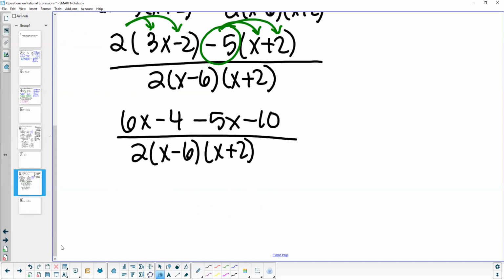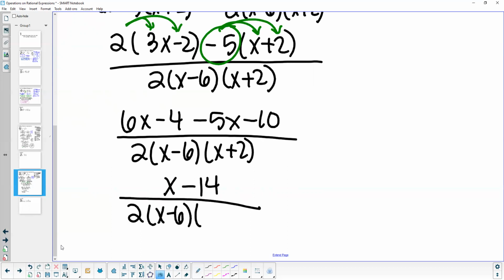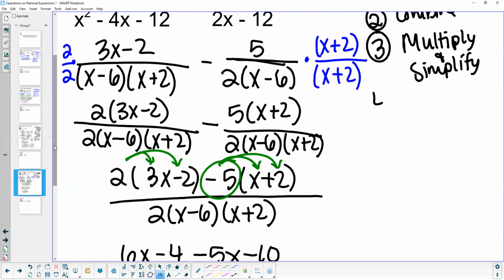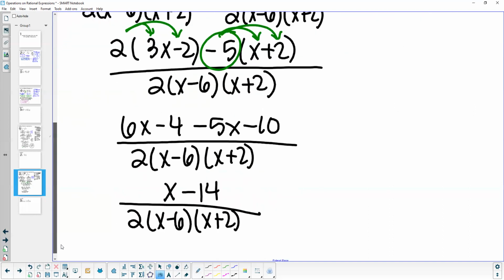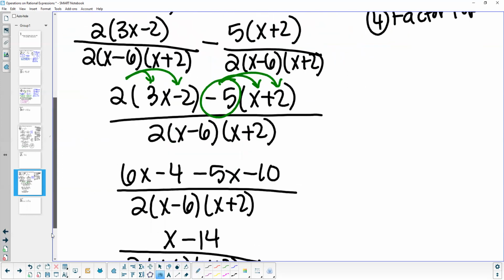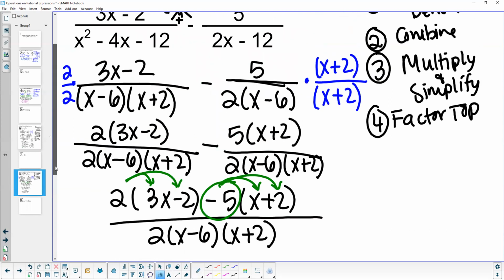Then after we've multiplied, we want to do the simplifying step where we combine things that are alike. And so in this case, as we combine the things that are alike, we get 6x minus 5x, which is x, minus 14, all over 2 times x minus 6 times x plus 2. Now, after we multiply and simplify, we want to do that factoring of the top. And in this case, if we look at x minus 14, that doesn't factor. So once we have it factored, then our fifth step is to do our canceling.